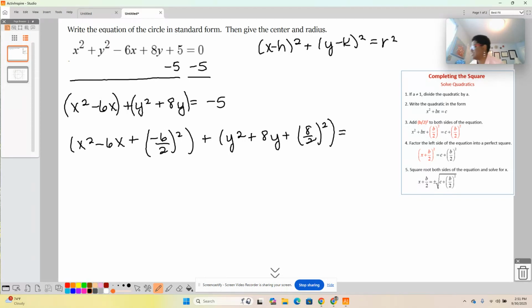But I can't just add negative 6 over 2 squared to the left side without adding it to the right side. So I'm also going to add negative 6 over 2 squared to the right side. And similarly, I can't just add 8 over 2 squared to the left side without adding it to the right side. So I'll also add 8 over 2 squared to the right side.